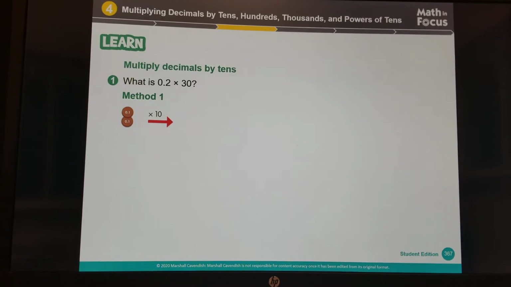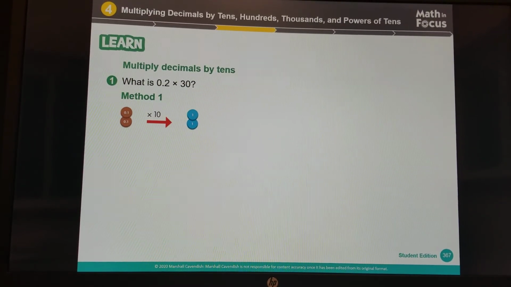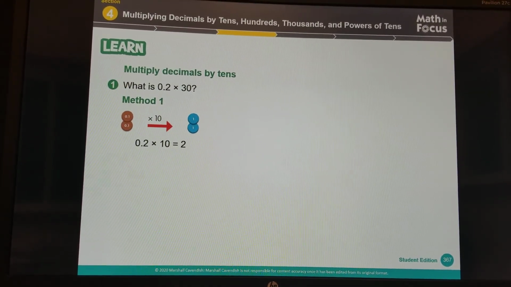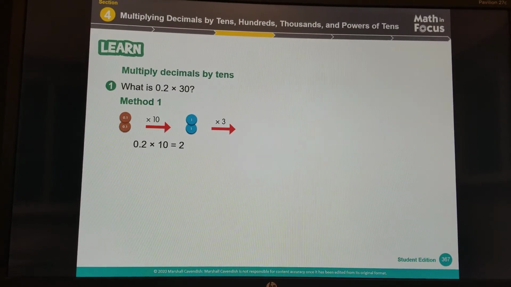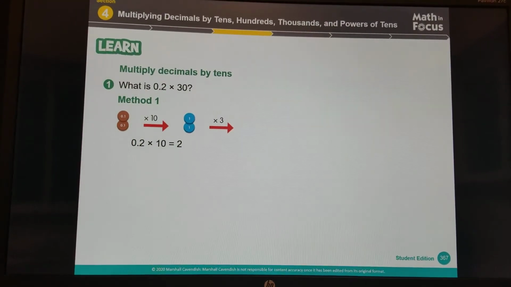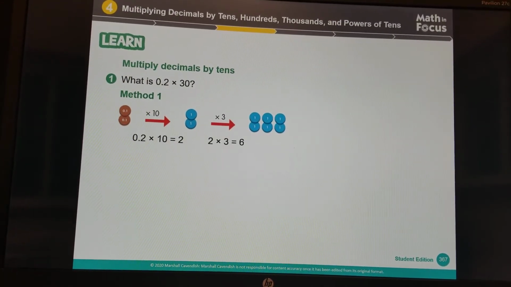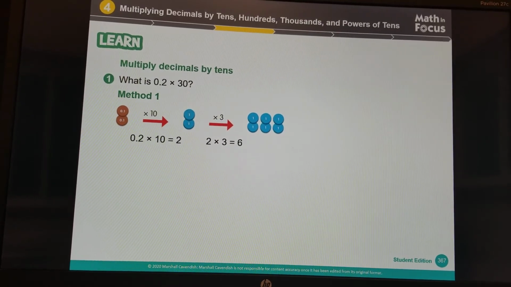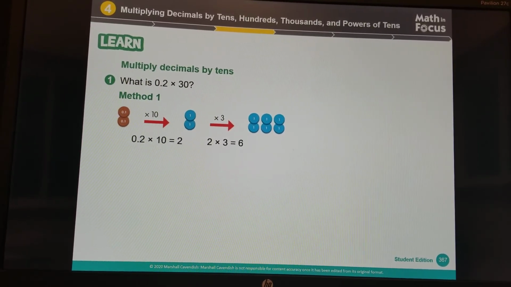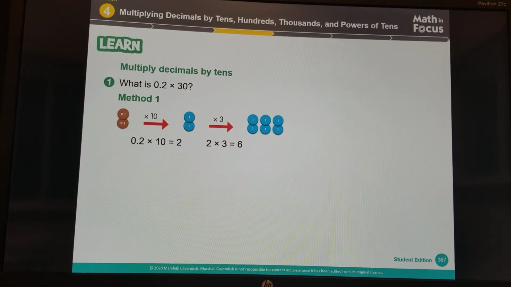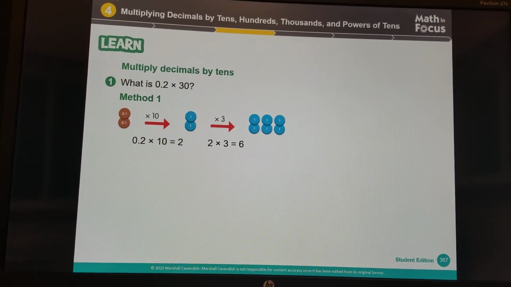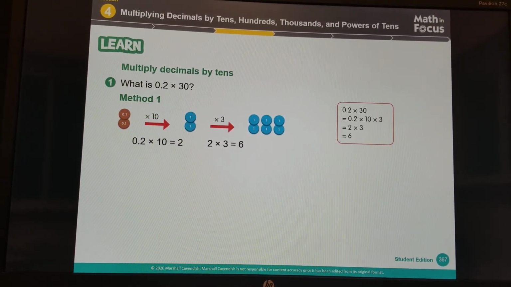2/10 10 times is 2 wholes, but also times 3. This is method 1. There's another method also. So I have the 2 wholes 3 times is 6. So 2/10 times 30 is 6 wholes.